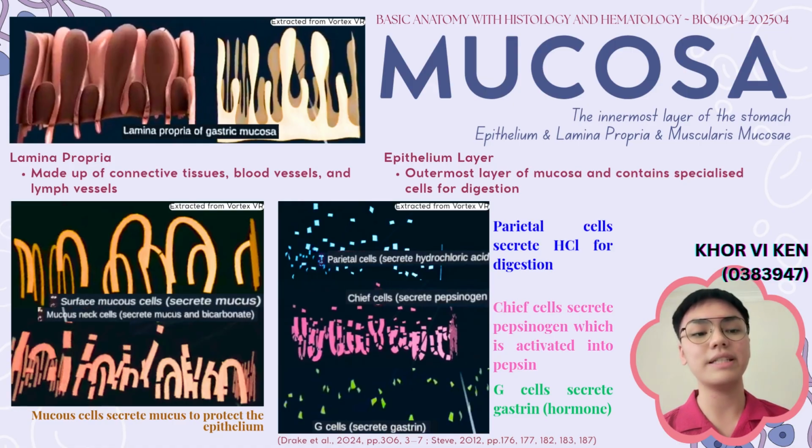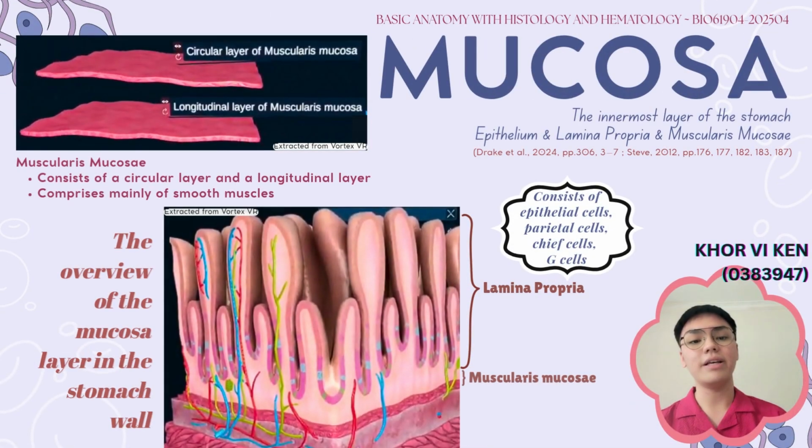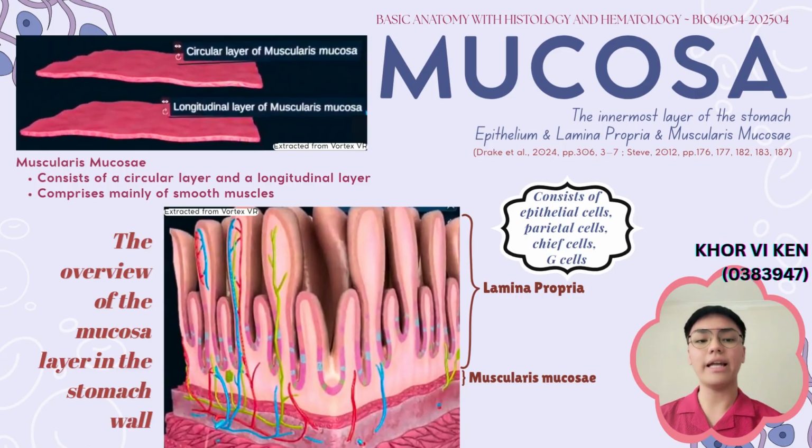And then following would be the ones labeled in pink color, which is known as the chief cells. Chief cells secrete pepsinogen to activate pepsin, which is an enzyme that is used to break down or digest protein. Last but not least, we have the G cells that secrete gastrin. Gastrin is a type of hormone, and it is used to signal the parietal cell to secrete hydrochloric acid to start digestion.